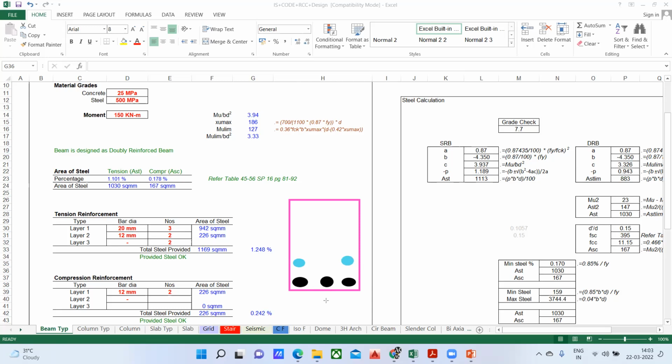Now you can write it here, if you want to write, let me quickly do that. I'll do it in this way. I'll write here. So this is my 20 diameter 3 bars. Okay, in the same way, this 2 bar also you can write. It's 12 diameter 2 bars. I'll write it here.